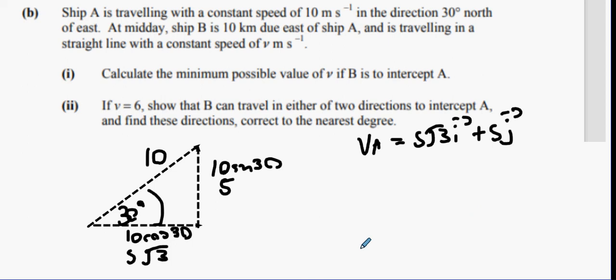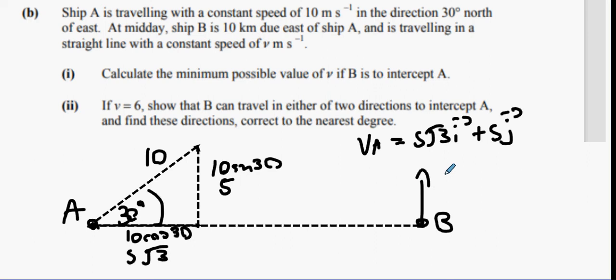Since they're level to begin with, aren't they? What does it say? Ship B is all the way over here. That's ship A. You're ship B. You're already level, aren't you? So what's the only thing ship B needs to do to match its speed? Just go 5 up. Velocity of B is 5j.